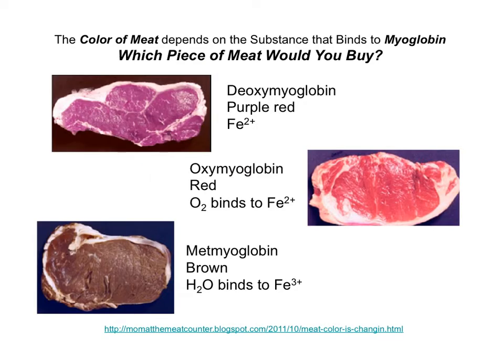You're looking for a nice steak to grill. Which one would you buy? The brown one doesn't look good. That's from water bound to the iron in myoglobin. The red one looks good. That's from oxygen bound to the iron in myoglobin. The purple-red one doesn't look so appealing. There is no oxygen bound to the iron in myoglobin.